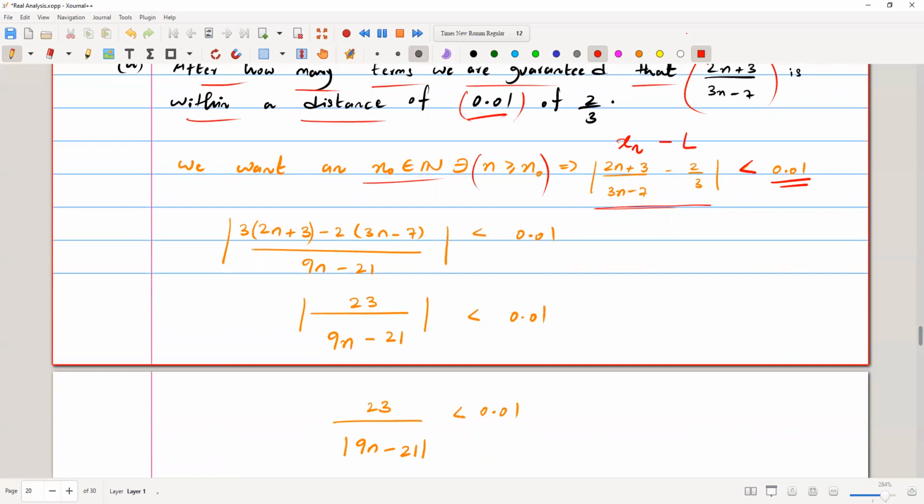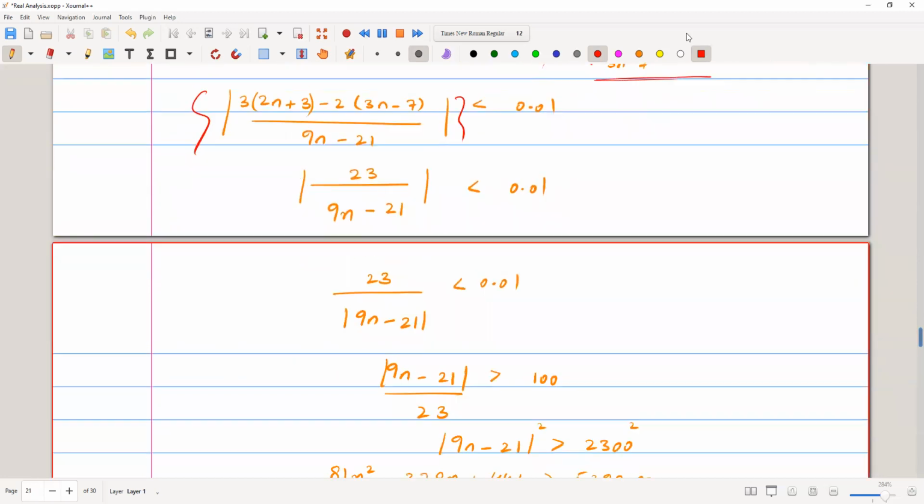We take the LCM, the least common multiple, and we already know how to solve this by taking the LCM and then simplifying. So it's inside the modulus and it's less than 0.01. Now this 23 is a constant number, so I can remove the modulus from there. It's not a big deal. But from here, I'm not removing the modulus, because this is 9n - 21 and it can be negative as well as positive. And still it's less than or equal to 0.01.